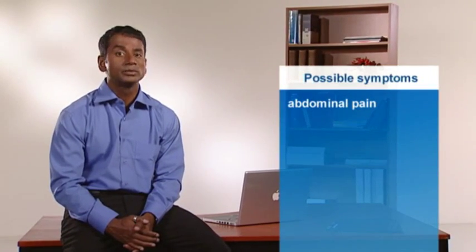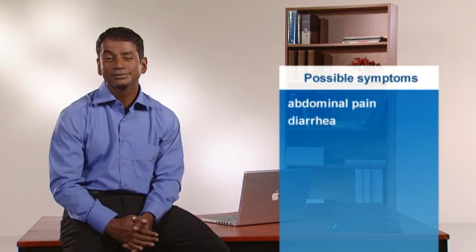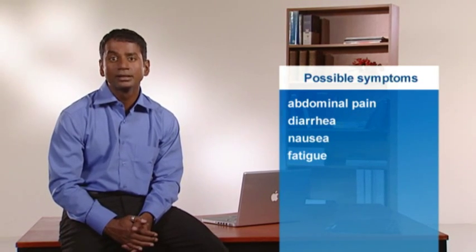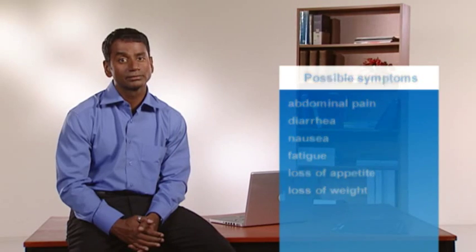Crohn's usually begins at the lower part of the small intestine, or small bowel, called the terminal ileum, and the upper part of the large intestine, or colon, called the cecum. It can cause symptoms like abdominal pain, diarrhea, nausea, fatigue, loss of appetite, and weight loss. It gets its name from Dr. Crohn, who first described it in 1932, though he didn't actually have the disease.